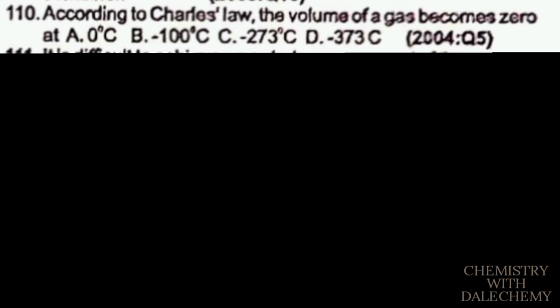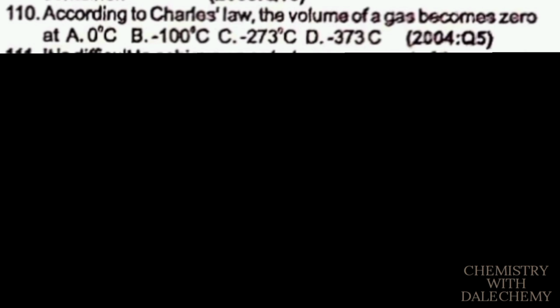And the next question is question 5 of 2004. According to Charles' law, the volume of a gas becomes zero at, okay, so they are asking us the temperature at which the volume of a gas becomes zero. Basically, you can get this in your textbooks, like the graphical representation of Charles' law. Another alternative way to get the answer is by using calculation.